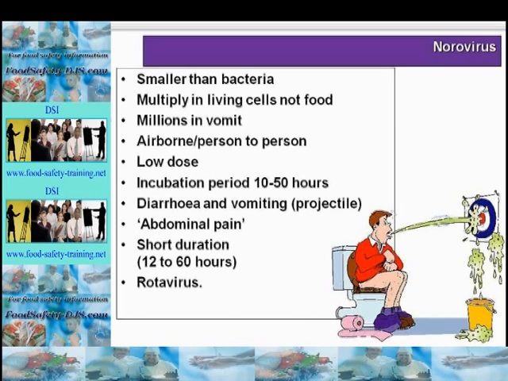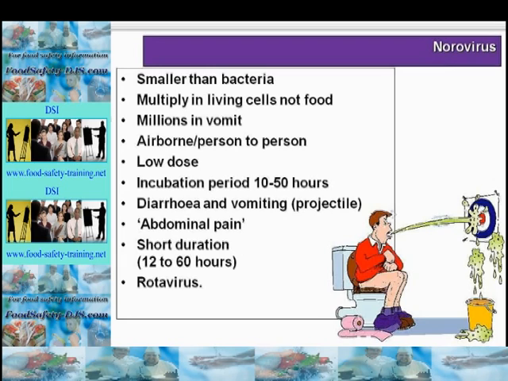There are several different types of viruses which cause foodborne disease. The norovirus or Norwalk-like virus, and there are also rotaviruses as well. Now these are 0.03 times the size of bacteria, so they're a lot smaller than bacteria. Very difficult to see with an optical microscope. It usually requires an electron microscope to see them. They multiply in living cells.